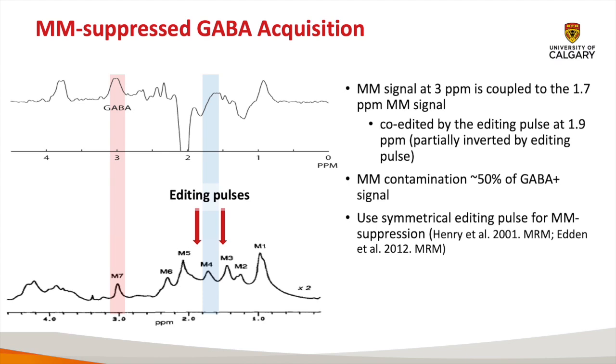And what we do in the suppressed acquisition, which is also known as the symmetrical editing approach, is we apply the off editing pulse, if you will, at 1.5 ppm. So it's perfectly symmetrical about the 1.7 ppm peak. The goal is that we equally invert, or equally edit, the peak in both the off and the on subspectrum, so the 3 ppm macromolecular signal subtracts away in the difference spectrum because it's equal in both the on and the off subspectrum.